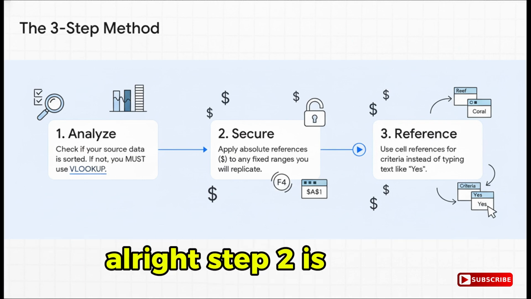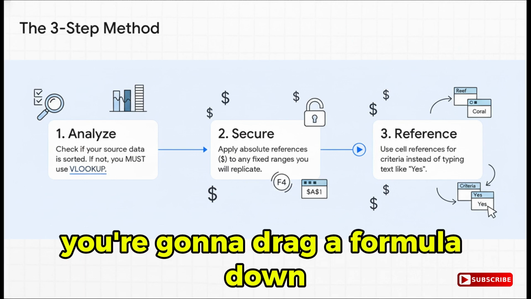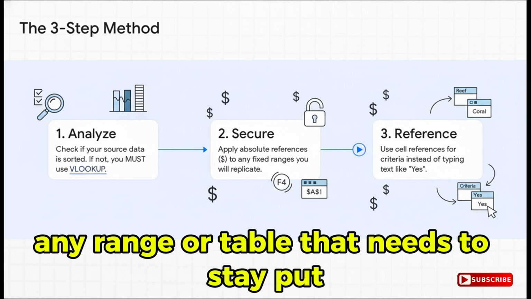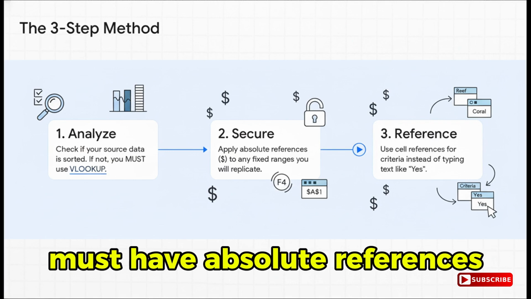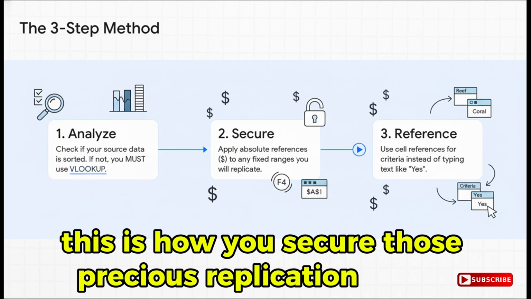All right, step 2 is secure. I call this the dollar sign rule. Anytime you know you're going to drag a formula down, any range or table that needs to stay put must have absolute references. Just hit F4 on your keyboard, it'll add the dollar signs for you. This is how you secure those precious replication marks.